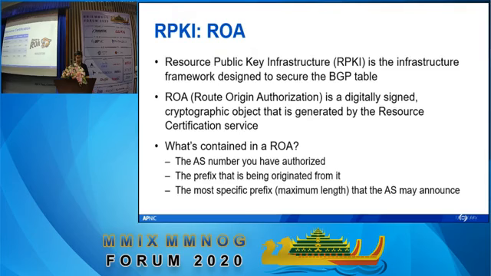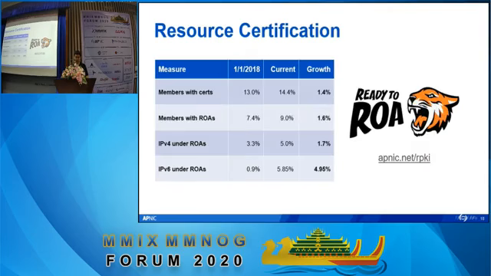And let's have a look at some stats on the resource certification. As of January 2018, we have around 13% of members that have activated their resource certification in MyAPNIC. And currently we have 14.4%, so there's a 1.4% growth of the resource certification.